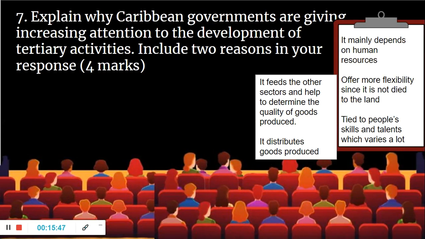Question 7 says, explain why Caribbean governments are giving increasing attention to the development of tertiary economic activities. And it says include 2 reasons in your answer. Now this is for 4 marks. So even though it's an explanation, we don't have to go too deep.